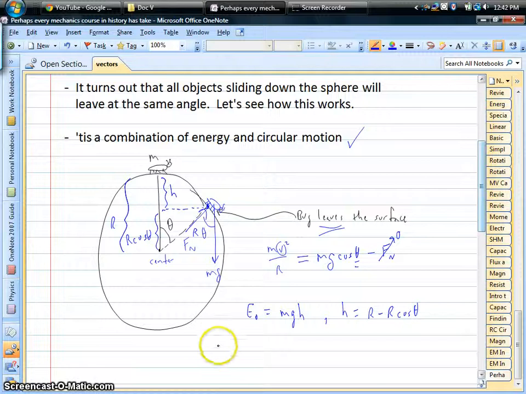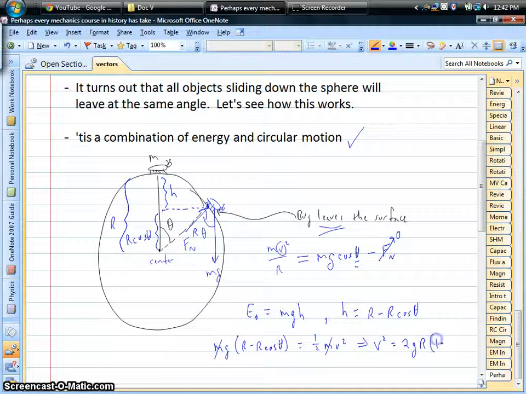Our energy equation is: the potential energy is mg times this height. By the time you get to the point where the bug's leaving, it's moved through that height, and all of that gets converted into kinetic energy. The mass of the bug drops out. Now we can solve for v squared, which is what we need in our centripetal equation. Velocity squared is going to be, that factor of 2 comes up, 2 times gravity times the radius, times 1 minus cosine theta.